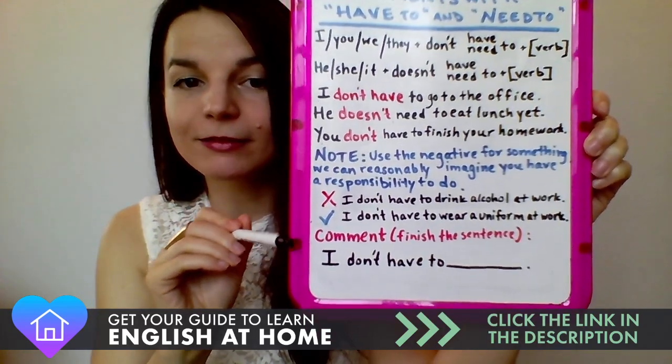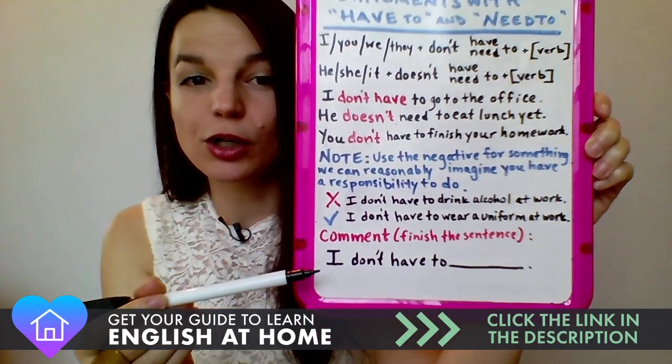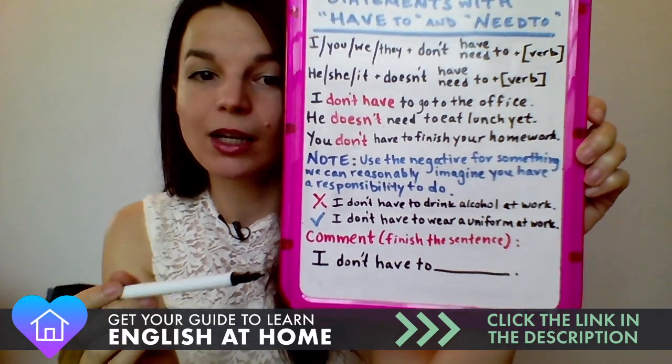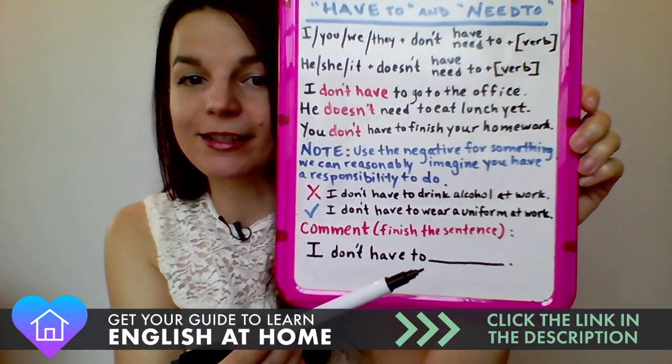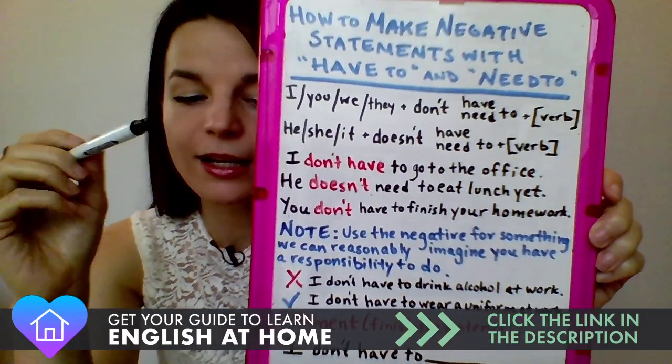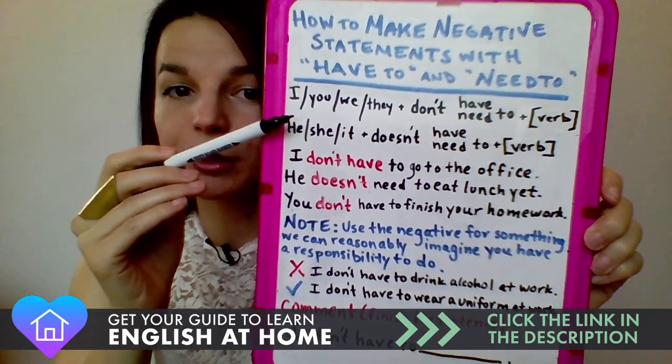Please think of how to answer this. This is your live homework. If you're not watching live, that's okay. You can still send it. Your comment homework is to finish this sentence: I don't have to something. Okay, so keep that in your head. Let's go through the explanation.